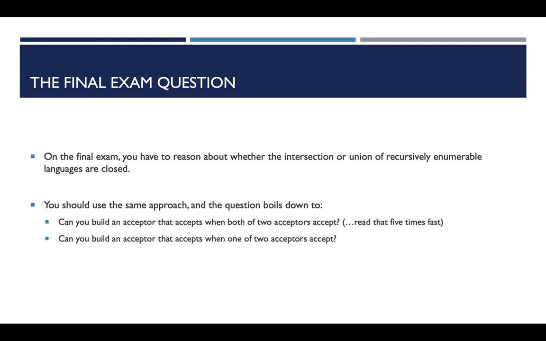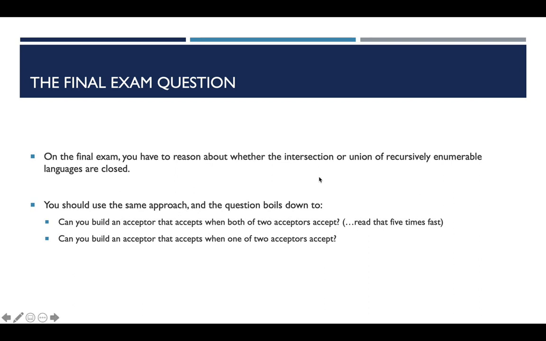The slightly easier side of that is trying to figure out union. In that case, all you have to do is build an acceptor that accepts when either of those two original acceptors accepts. So the union acceptor would accept if L1's acceptor or if L2's acceptor accepts. And that's really all you need.